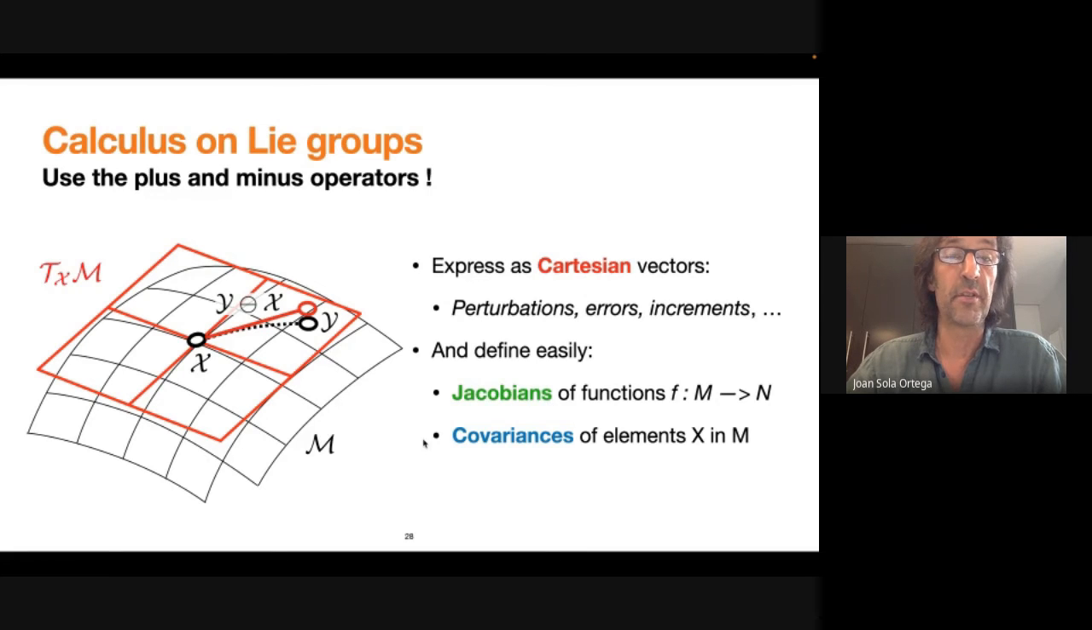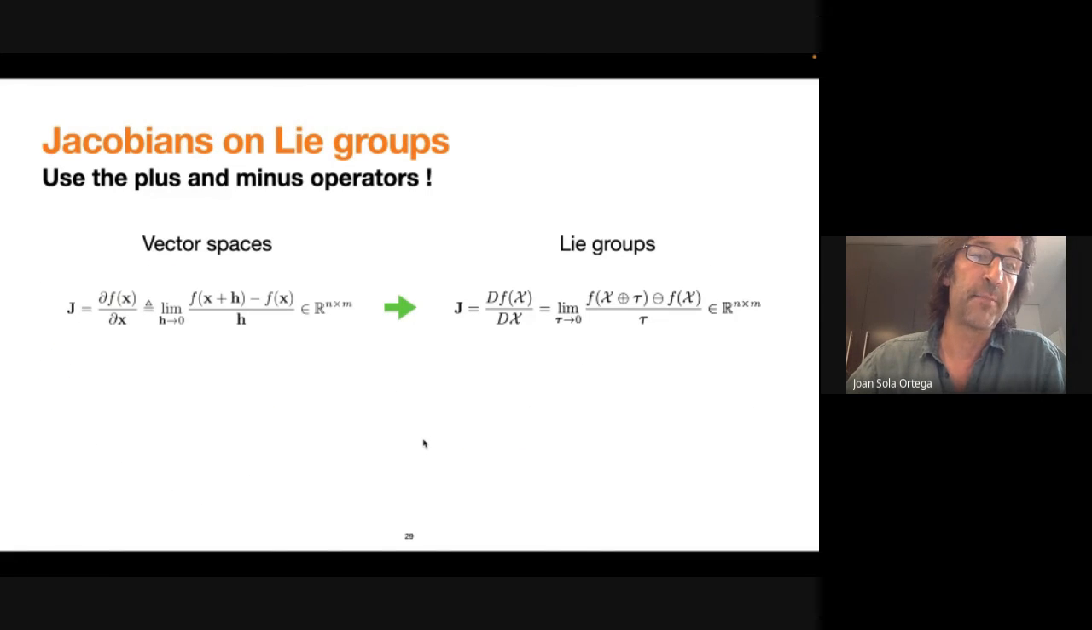Yeah, as follows. The derivative in vector spaces is defined as this. You perturb the point, then you apply the function to the point, you subtract the function, you divide by the perturbation, and you get this derivative, which is a matrix if you are in a vector space.